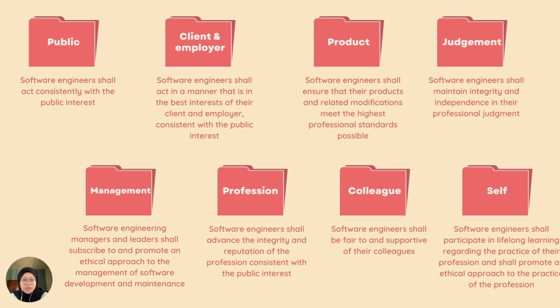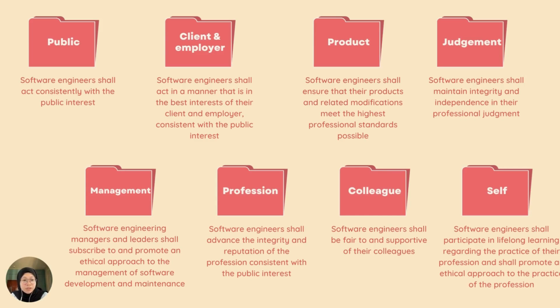The fourth principle is the judgment principle, where software engineers should maintain integrity and independence in their professional judgment. For example, in 2016, tech company PTC paid 38 million to resolve its bribery probes, where they gave more than 1 million in recreational travel to officials from China.